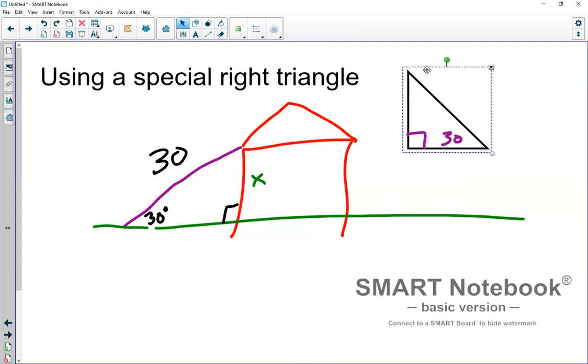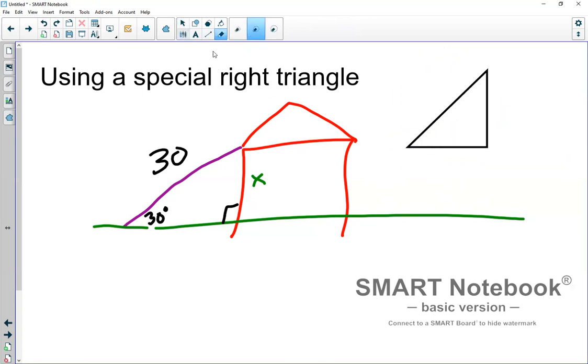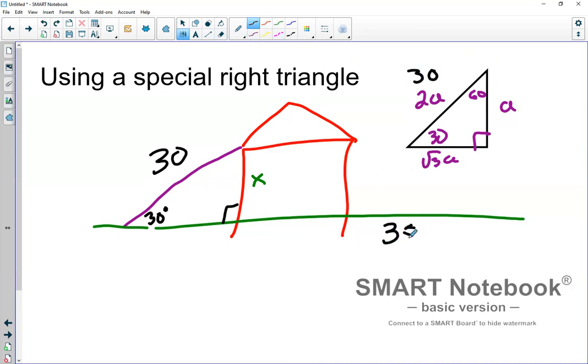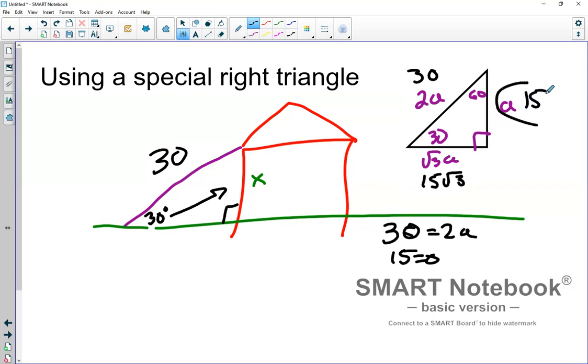Let me actually rotate this thing, so it's this way. I have a right angle here, and this is 30 degrees. I've got to remember my special right triangle, which is A. This is 60 degrees, with A root 3, and this is 2A. In this particular example, I know my hypotenuse is 30. Since 30 equals 2A, dividing by 2 on both sides, 15 equals A. This would be 15, and this would be 15 root 3. But since this side is across from the 30-degree angle, the answer here is 15. This is special right triangles.